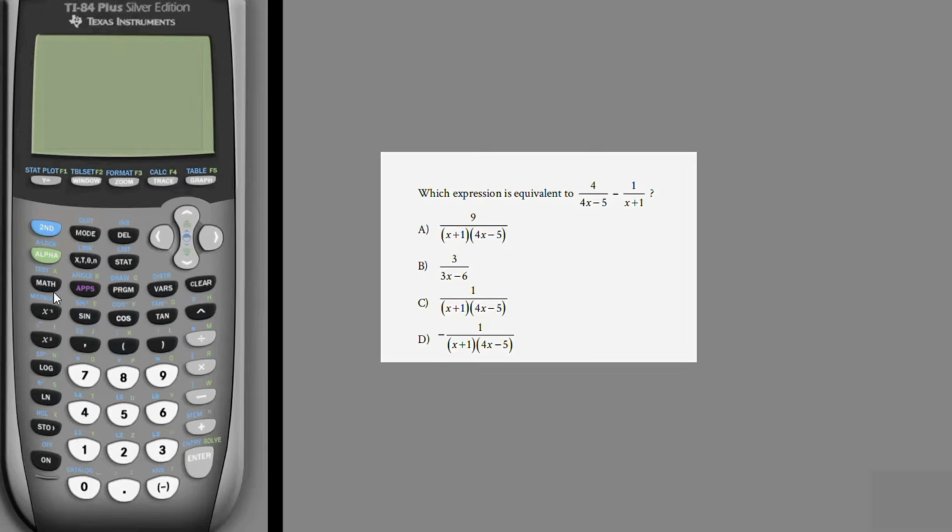Okay, it's as simple as this, guys. Go back to math, number, this fraction symbol. Okay, so we have option A, 9 over, in brackets x plus 1. Alright, we have the next bracket 4x minus 5. So that's it, guys. We're good to go. Press equal to see the output.